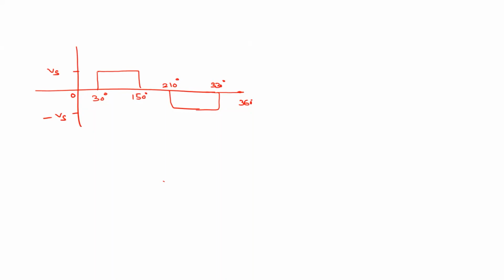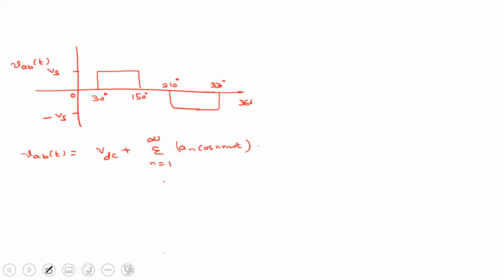If you convert this into Fourier components, this is VAB. So VAB of t can be written as VDC plus the sum from n equal to 1 to infinity of an cos n omega t plus bn sin n omega t. Clear?